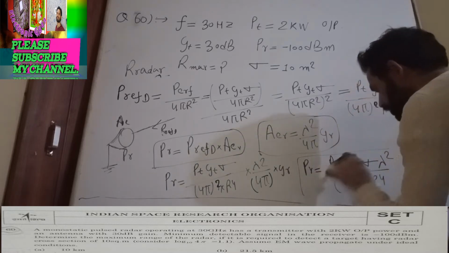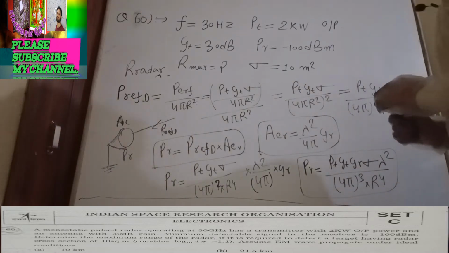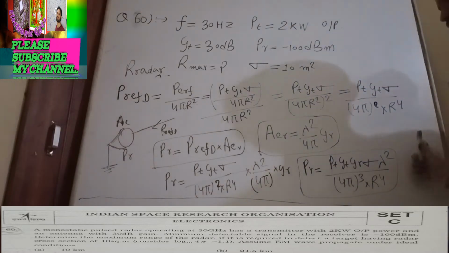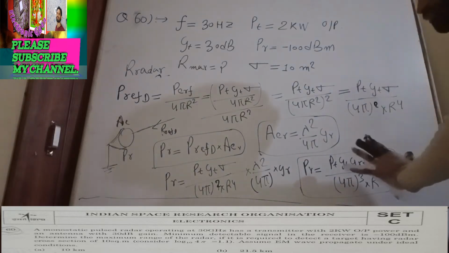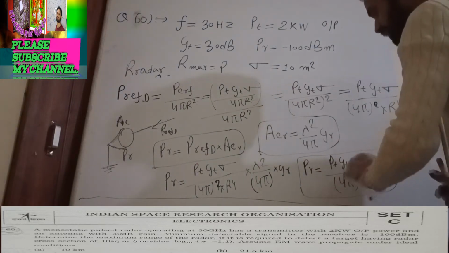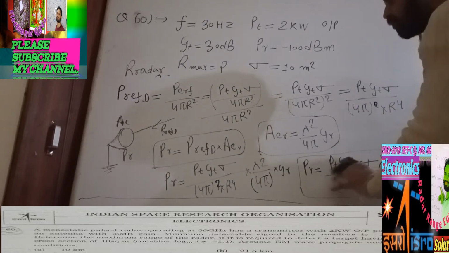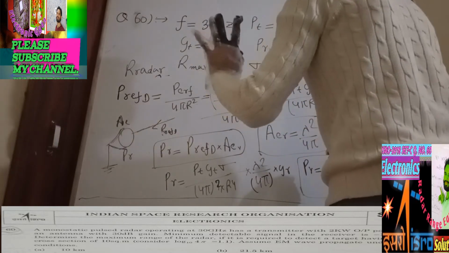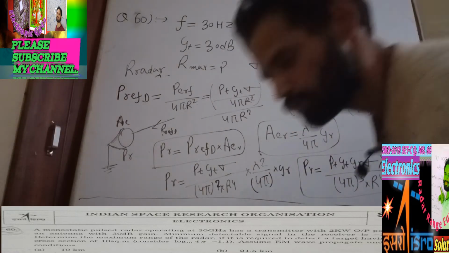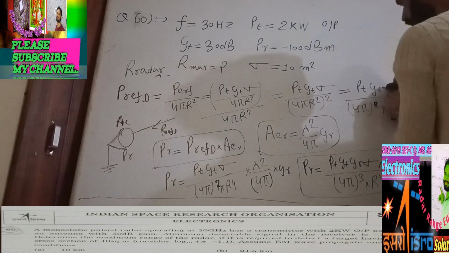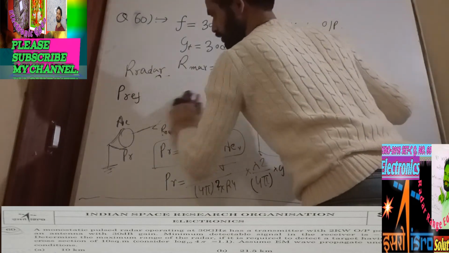So this is my received power by a receiving antenna. Okay, so we have reached our final destination. Now we will just put in the values and we will get the answer. Okay, so now we will see. Let me remove this first.